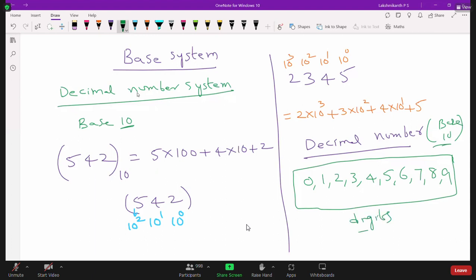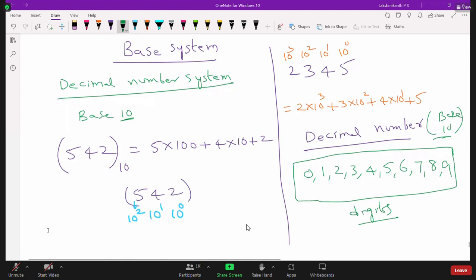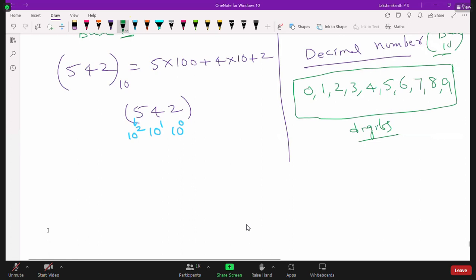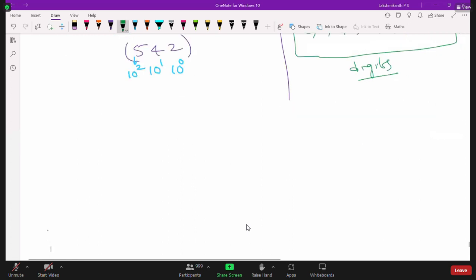Now, in this session, we are going to learn about different bases. Whatever we know so far is only the decimal number system. Now we are going to check with different bases. The minimum base we will take is 2 onwards.